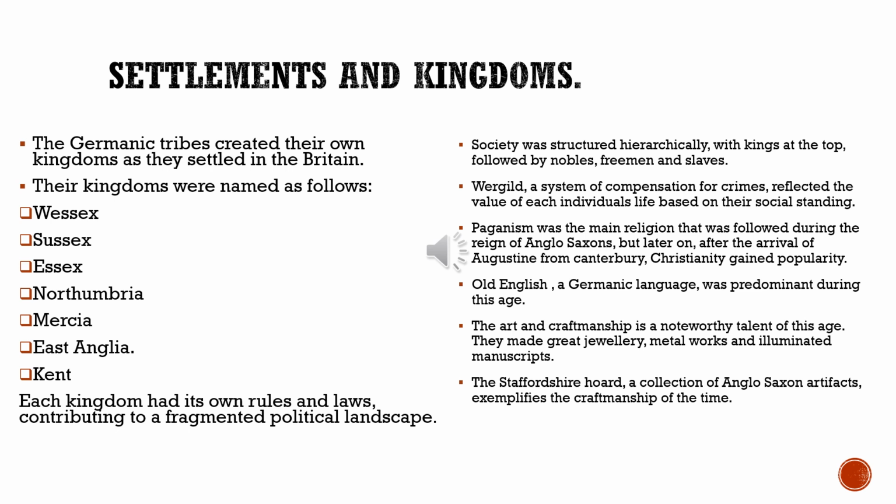Now the next one is Kent. Kent is the southeastern kingdom, was one of the earliest Anglo-Saxon settlements. It was a center for early Christian activity and played a significant role in the conversion of the Anglo-Saxons to Christianity.